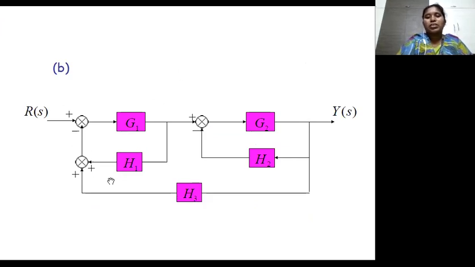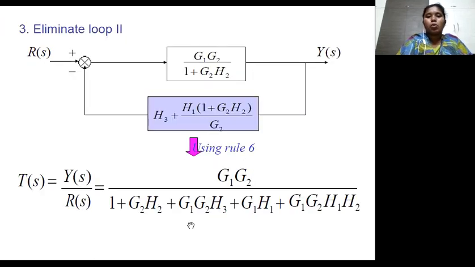Otherwise we can represent this transfer function with a single block by representing the input with R of S and the output with Y of S. So this is the conversion of the number of blocks in a control system into a single block by using the block diagram reduction method, or else obtaining the transfer function of a control system having blocks by using the block diagram reduction method. This is the procedure to obtain the transfer function by using the block diagram reduction method.